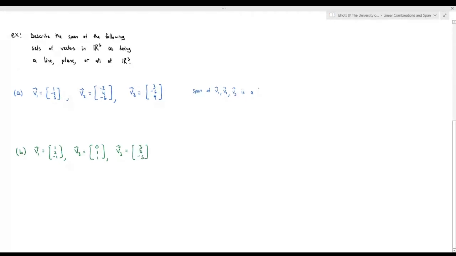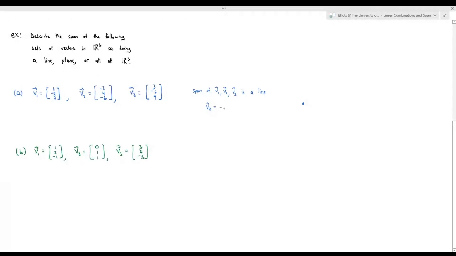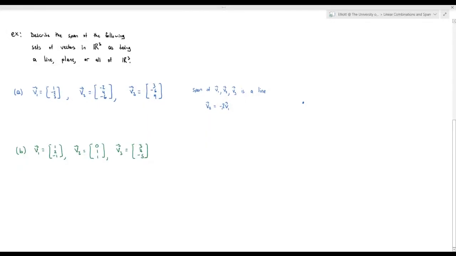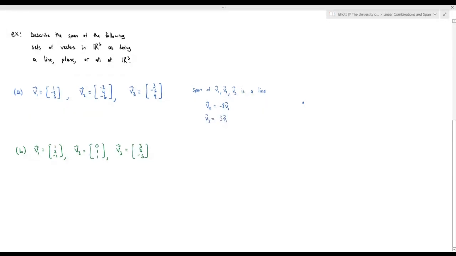Right, okay. So yeah, in this case, the span of the three vectors would be a line. So what's the reasoning for that? When you look at each of the vectors, you'll notice that each of them happens to be a scalar multiple of the other one. In particular, V2 happens to be -2 times V1. Likewise, V3 happens to be 3 times the vector V1.